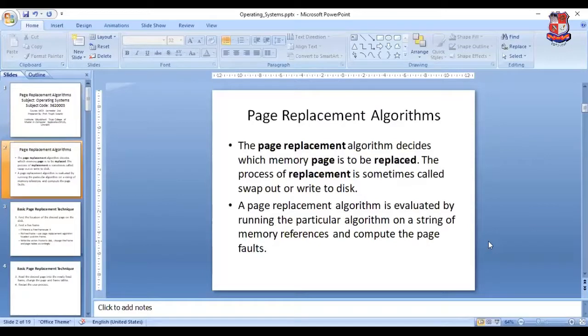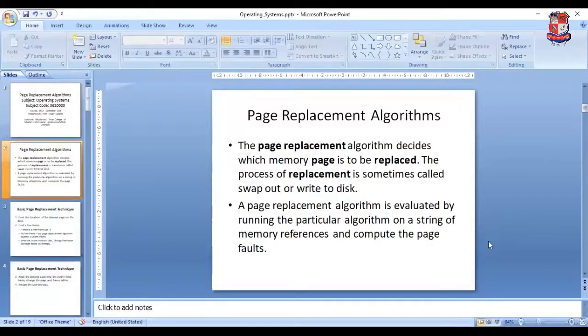What is the replacement policy? Replacement policy deals with the selection of a page in main memory to be replaced when a new page must be brought in. Okay, so here we discuss the page replacement algorithm.